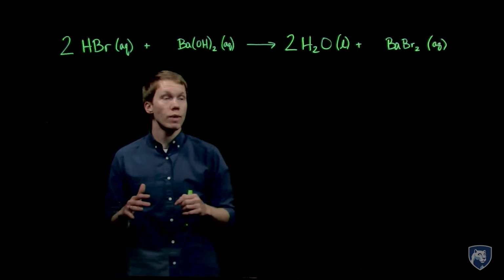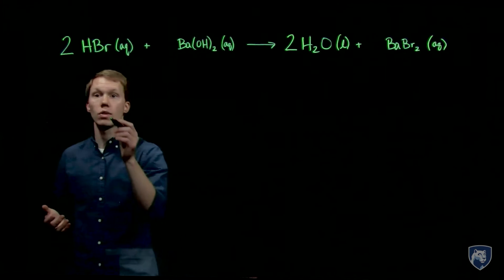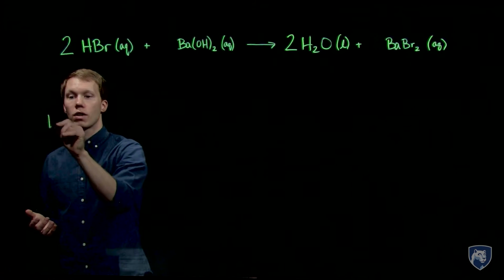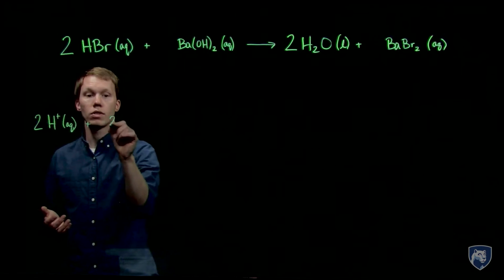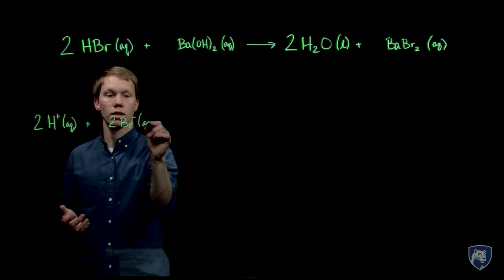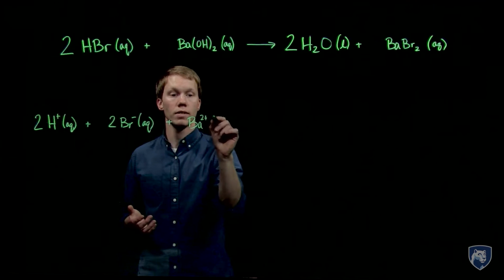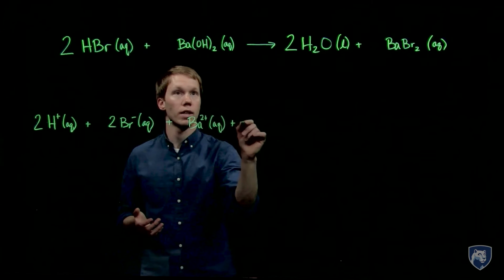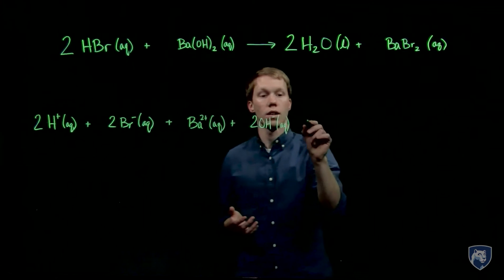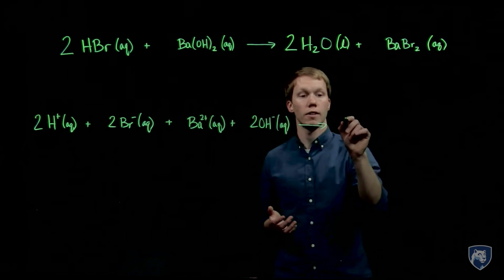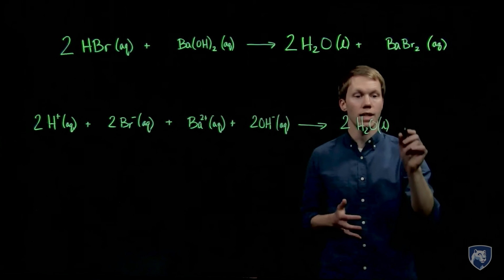We would go forward with this and say, well, can I write a complete ionic equation for this? So we dissociate my soluble strong electrolytes, 2H+ and 2Br- plus Ba2+ and 2OH-. And this would give me water. It is not an electrolyte, so we leave it together.